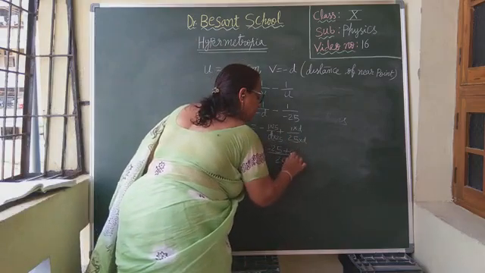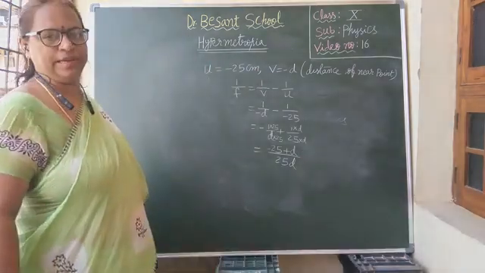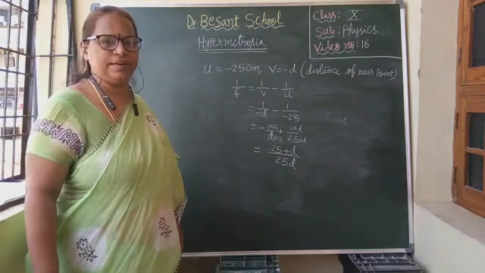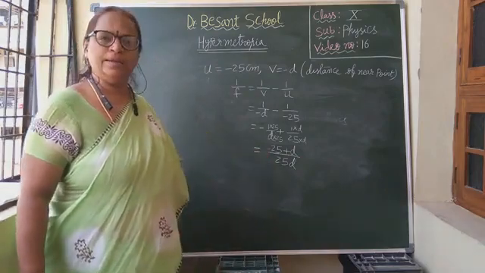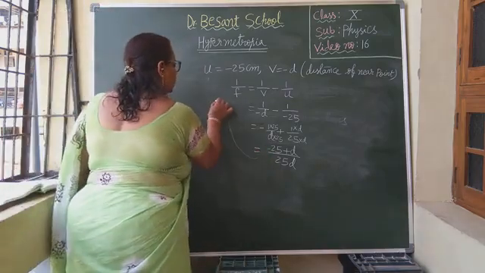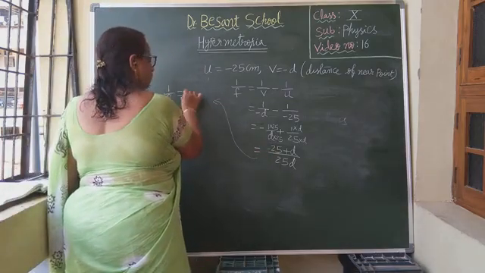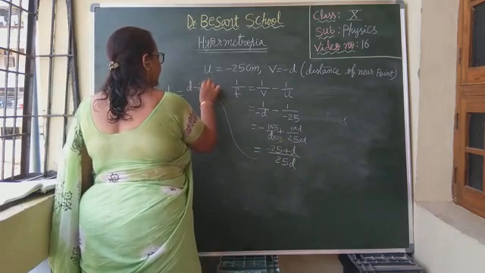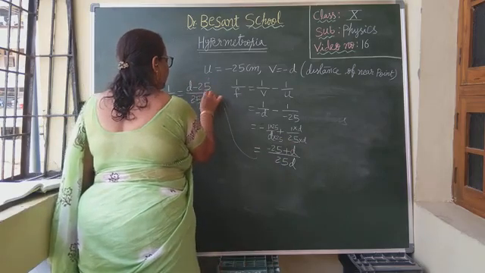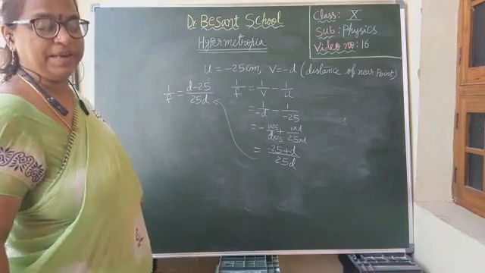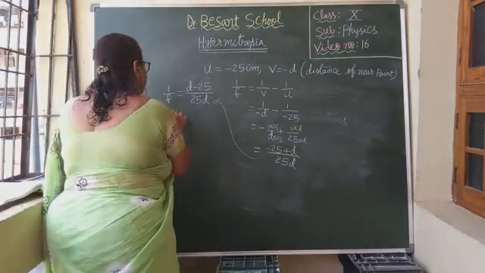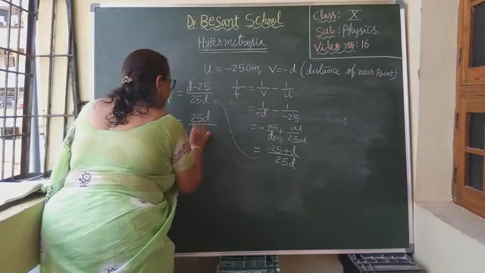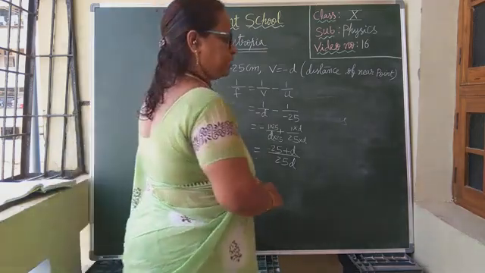So what will you get here? 1 into d. So minus 25 plus d you will get, not minus d plus 25. I'm sorry. Please see the correction. Okay children, minus 25 plus d by 25d. So what did you get now? 1 by f equal to, first the positive term then the negative term, let us write. 1 by f equal to d minus 25 by 25d. Doing reciprocal on both sides, f equal to 25d by d minus 25. This is the correct one, children.